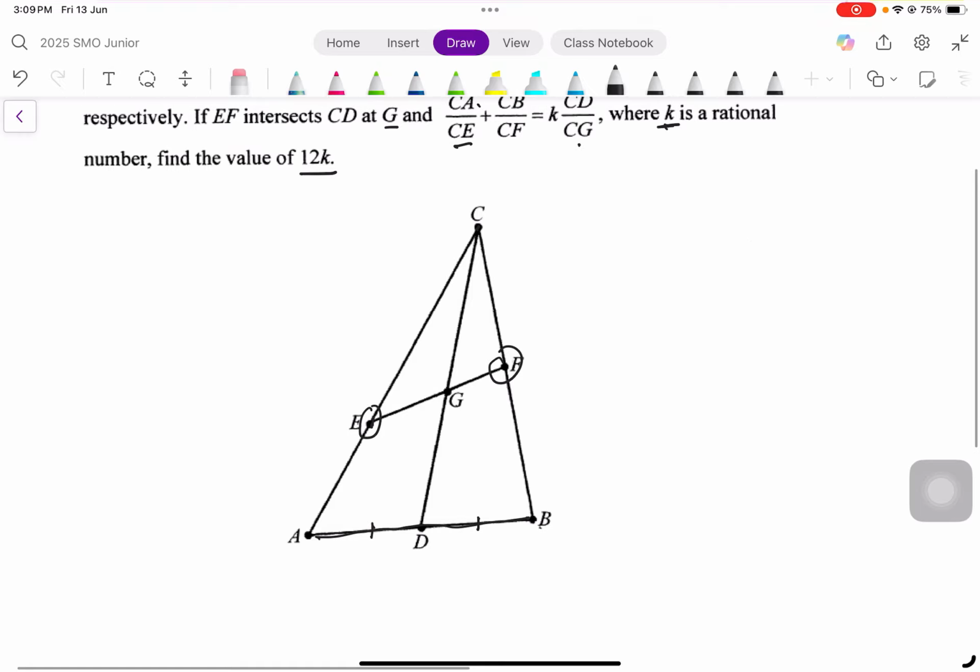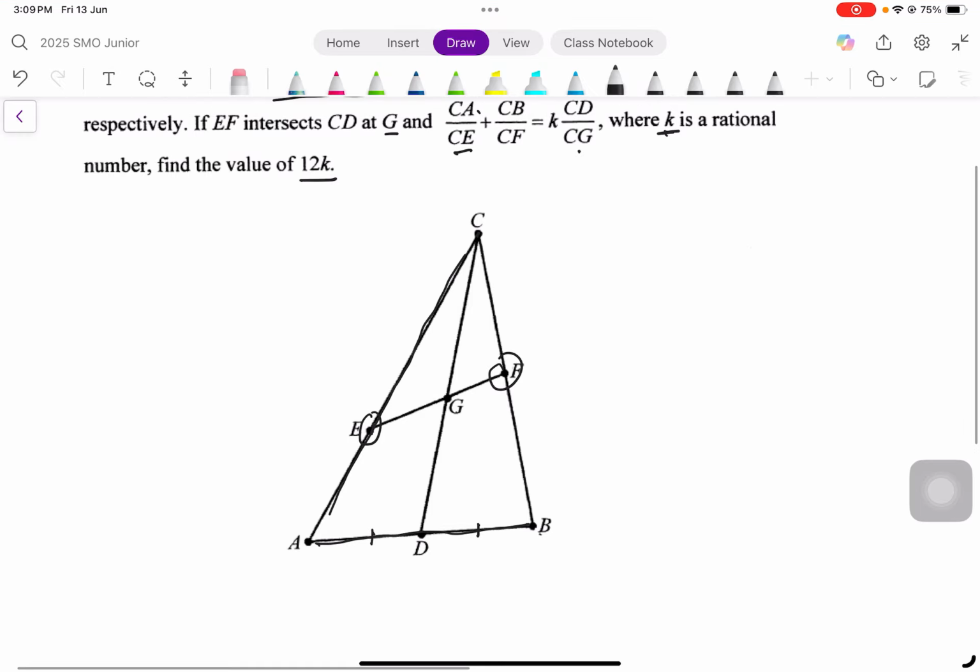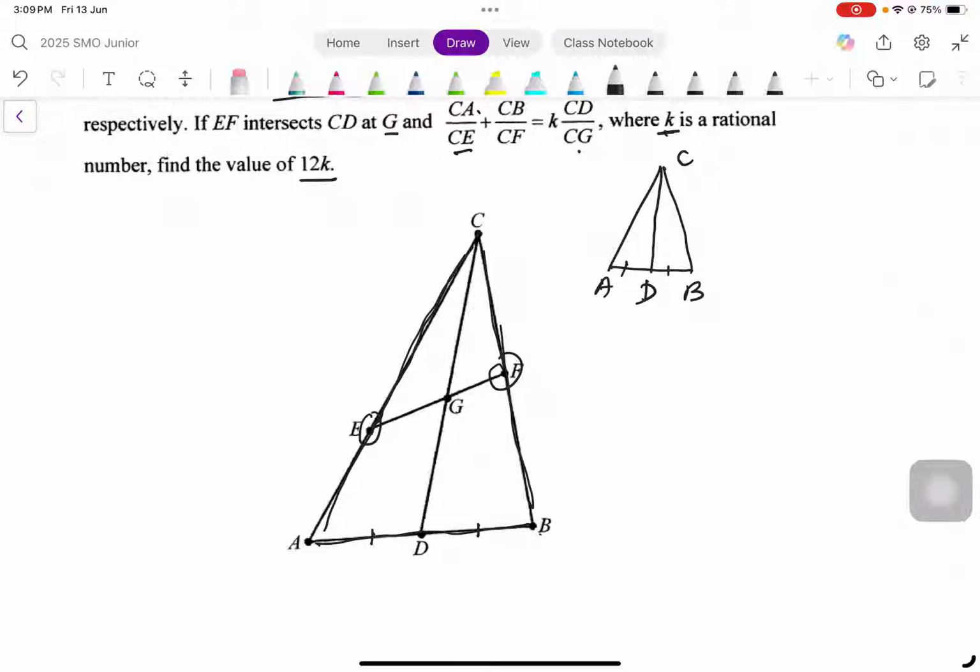It just says CA to CE, and then CB all the way to CF. Therefore, we can look at a special case. What happens if E and F are the midpoints? That means CD is the median. This is CD, the median, and this is AB.